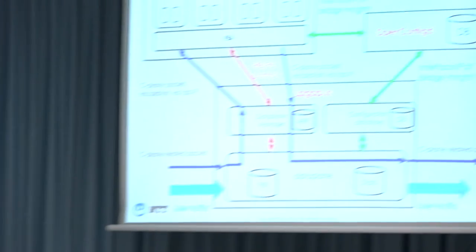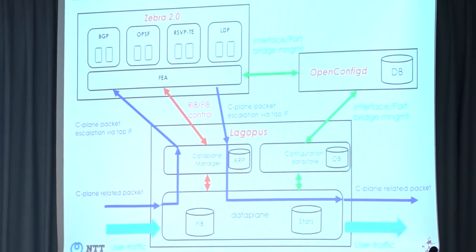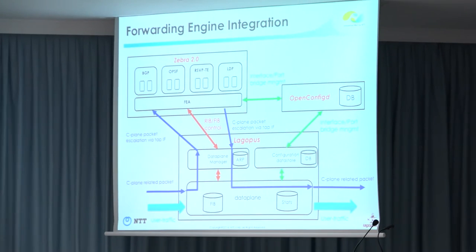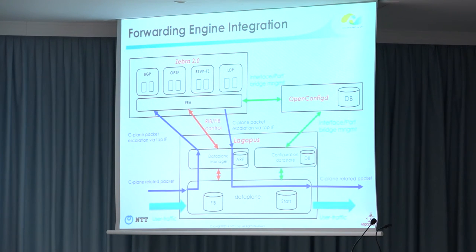And also, as Nakajima-san showed in this slide, it combines traditional layer 2 and layer 3 forwarding, as well as OpenFlow, even with the DPDK environment. So you can build very, very flexible networking applications with these combinations.